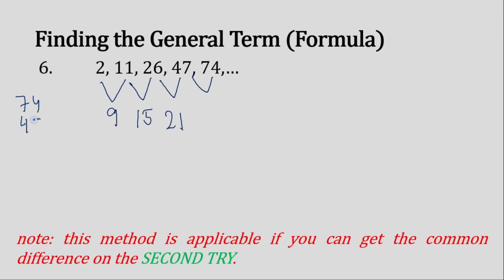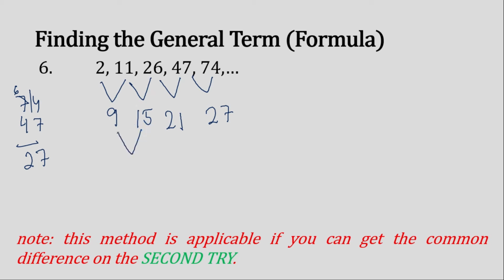74 minus 47. So 14 minus 7 is 7. Then this will become 6. 6 minus 4 is 2, so we have 27. So we did get the same difference on our first try.